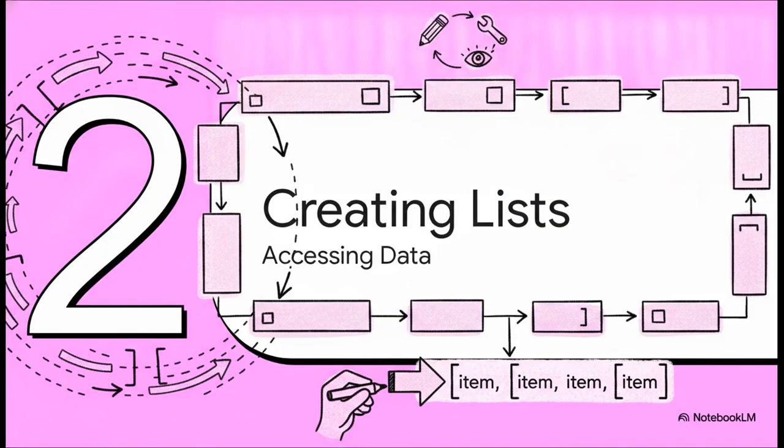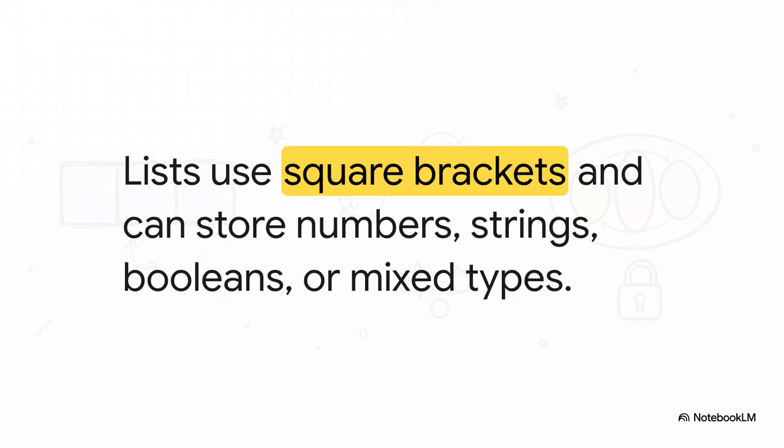Number 2, creating and accessing lists. Now that we know why they're essential, let's look at the actual mechanics. Creating a list is beautifully straightforward. You just use square brackets. You could have a list called numbers with 1, 2, 3, 4, 5, or a list called fruits, holding apple, banana, and cherry. But here is where Python's developer freedom really shines.